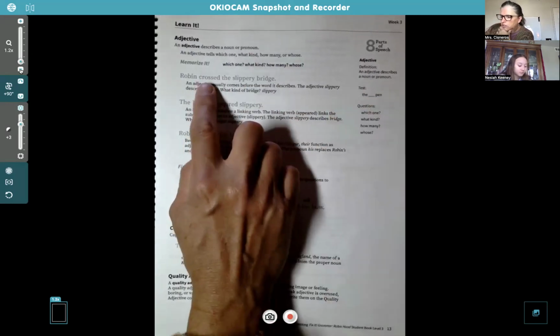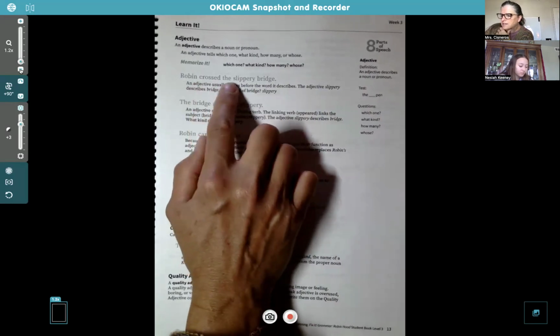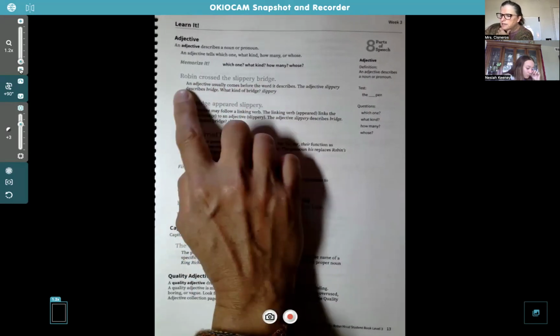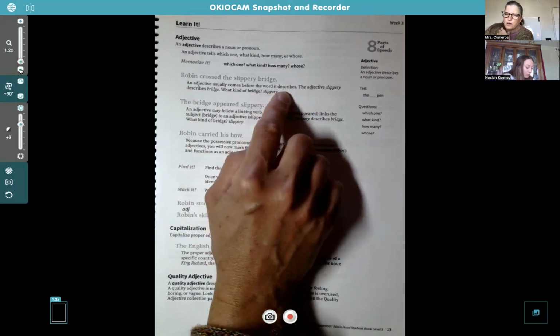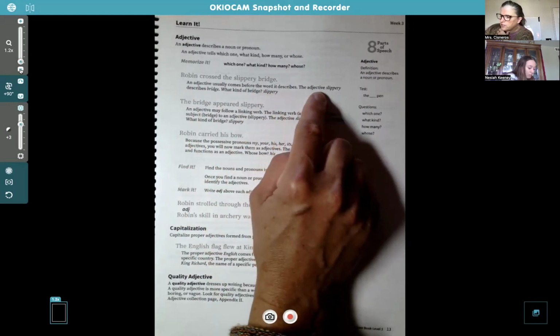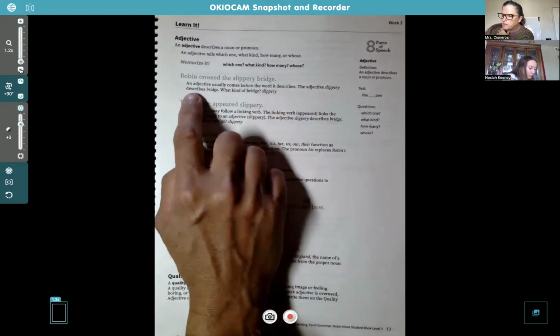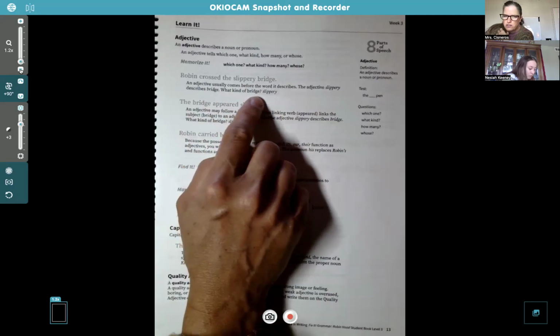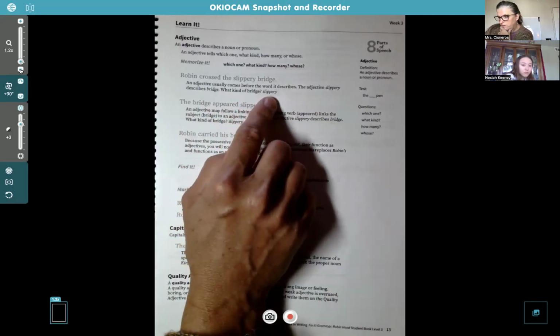Back over here is your example. Robin crossed the slippery bridge. An adjective usually comes before the word it describes. The adjective slippery describes the bridge. What kind of bridge? A slippery bridge. So that's how you can ask yourself, like, what kind of bridge? So finding the noun a lot of times can help you also find the adjective.